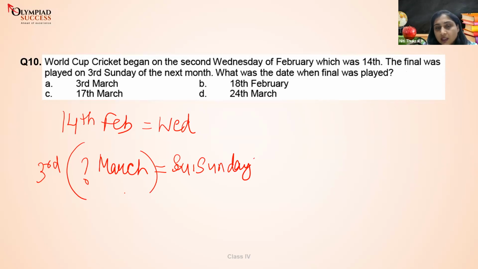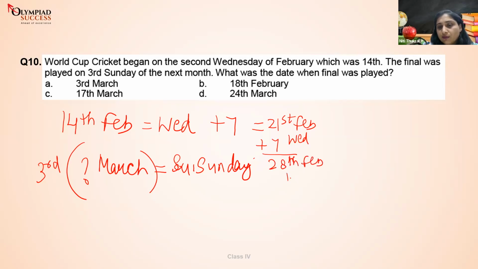14th February was Wednesday. So when you add 7 days to it, which will be the date now? 14 plus 7, you will get 21st February. So 21st February is Wednesday. Again, you will add 7 days to it. You will get 28th February, which is again Wednesday. Right? Now February ends here. Now you will add 7 to it. So of course, you will get 7th March. So 7th March is again Wednesday, right? But you have to count what? Sundays? You have to look for all the Sundays.